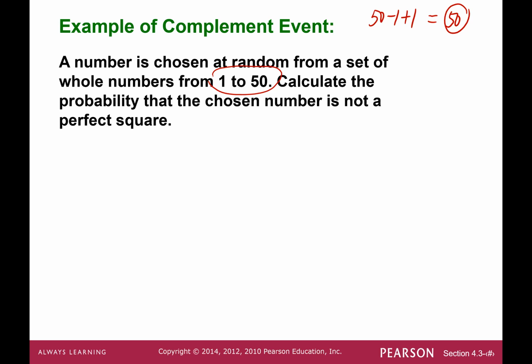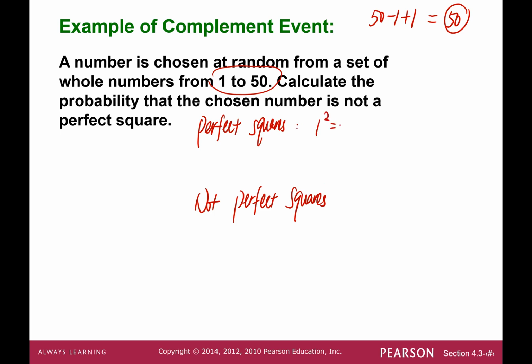All right, let's take a look at the solution here. So you have two parties involved here, perfect squares and not perfect squares. If you look at perfect squares, we can start with 1 squared, that's 1, and 2 squared, that's 4, and 3 squared, 9. So we're getting organized. We start with the lowest number and go all the way increasing.